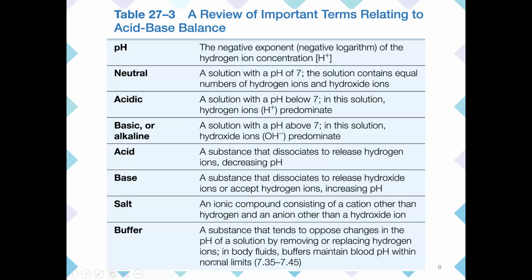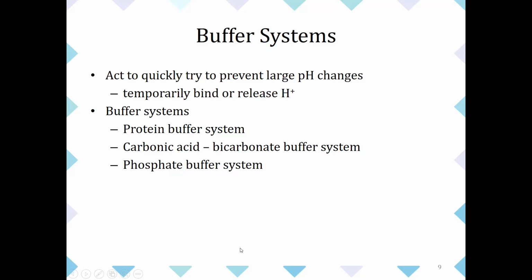And then a buffer is going to be anything that tends to oppose changes in the pH, tries to keep the pH at equilibrium, tries to keep the pH at homeostasis by removing or replacing hydrogen ions. Okay, so buffer systems act quickly to try to prevent large pH changes. So they can temporarily bind up hydrogen or release hydrogen to try to keep the hydrogen concentration in that real tight range.